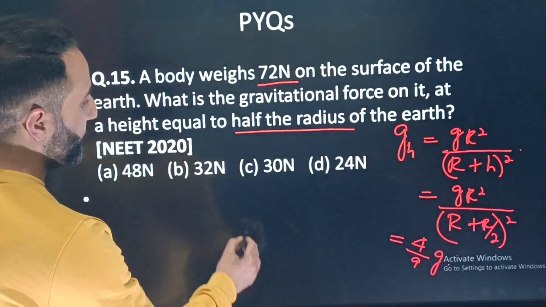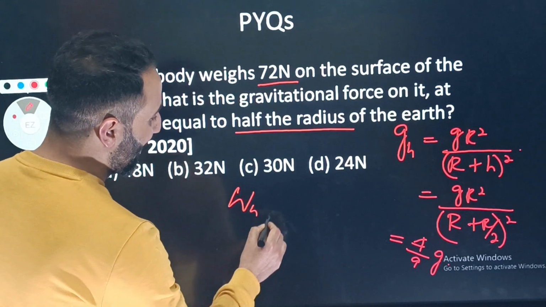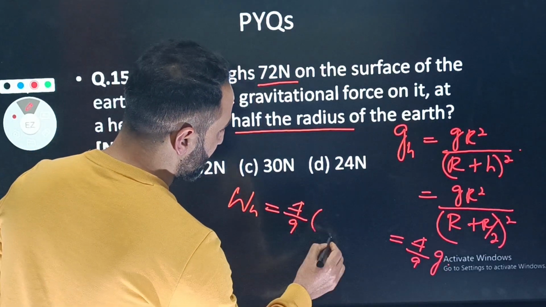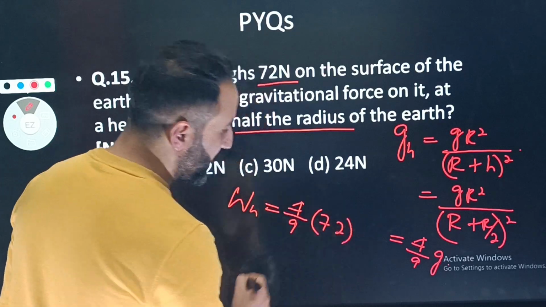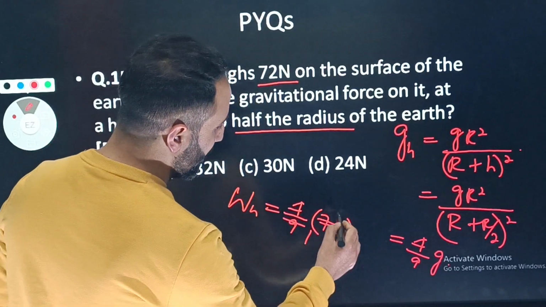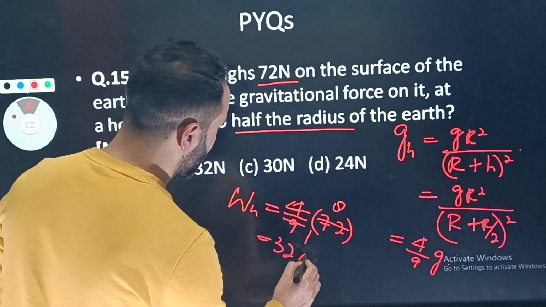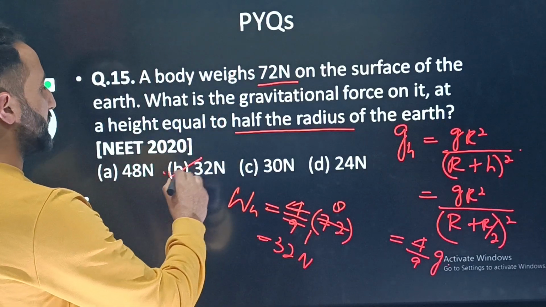ठीक है ना बेटा? Now the weight at the height h will be equal to 4 by 9 times the weight at the surface of earth. And what's that? That is 72. ठीक है ना बेटा? Now it will be like this, 9 ones are 9, 8 fours are 32. तो आंसर इसका आएगा बेटा 32 न्यूटन. ठीक है ना बेटा? तो ये रहा इसका आंसर 32 न्यूटन.